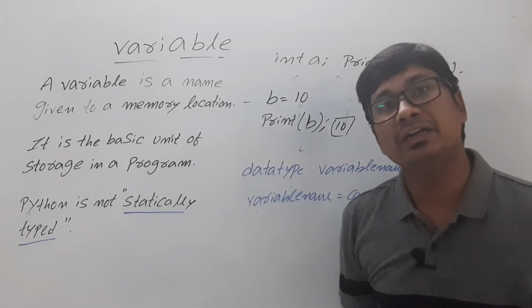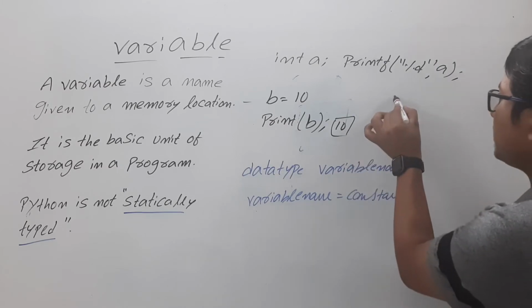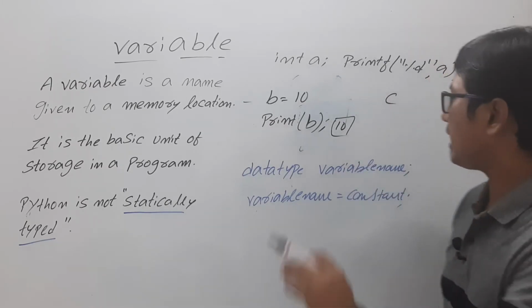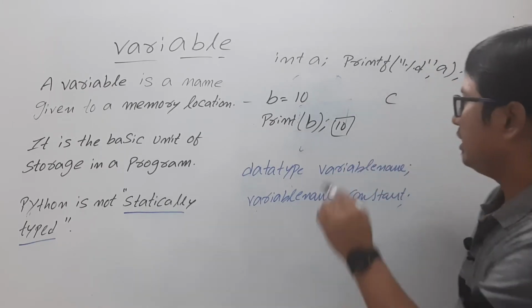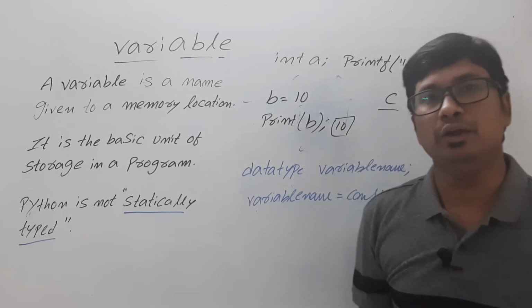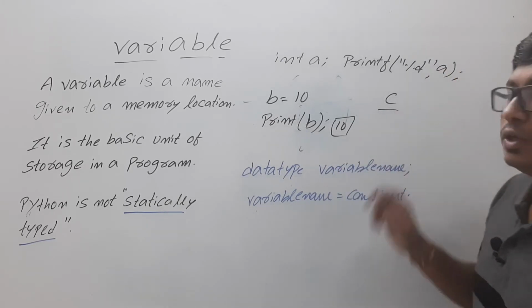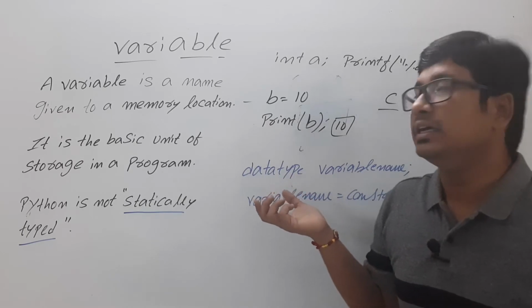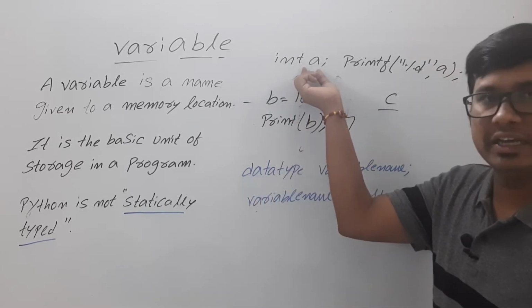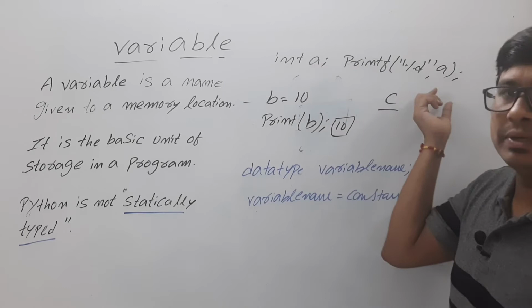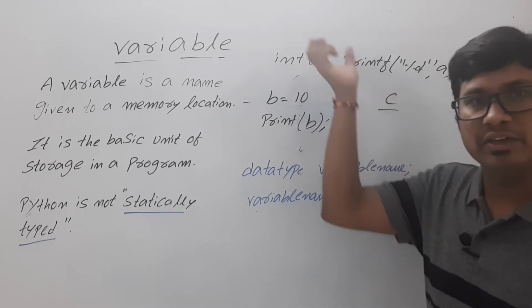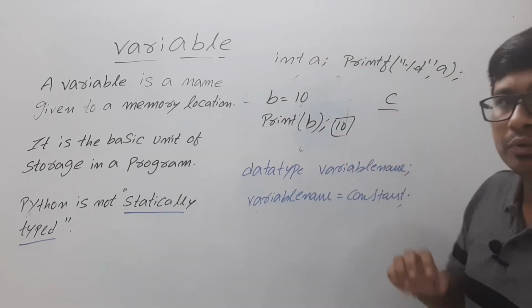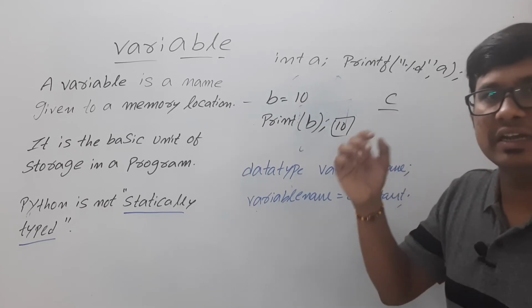Now you will have a doubt: sir, I simply wrote c, I did not assign any value to this variable. If I do like this, will it allow? No, it will not allow, because you need to assign some value. In C language, if you say int a, then if you write printf of %d, a, then it will give a garbage value. But now you want to just declare, not declare.